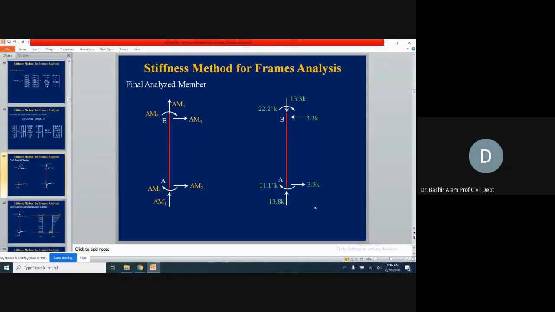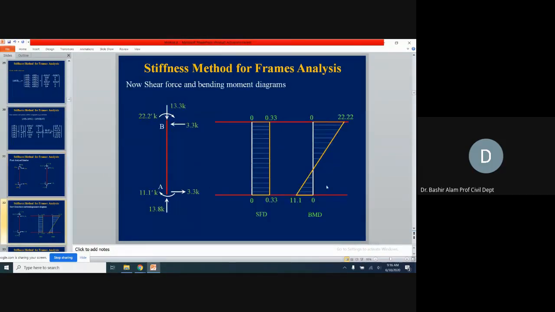In AB member now, how we draw for this AB member the shear force and bending moment diagram. We show the external loads also on this member AB. We have the member end actions. For member AB, we don't have any external action, so it's very straightforward now to draw its shear force and bending moment diagram.